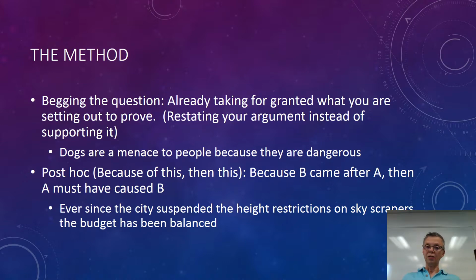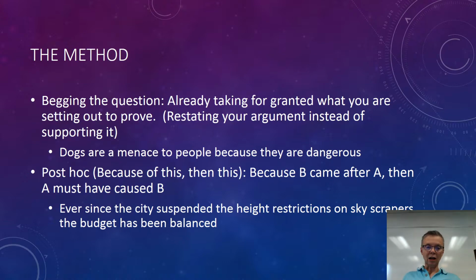Begging the question, already taking for granted what you were setting out to prove. Basically, it's restating your argument instead of supporting it. Dogs are a menace to people because they are dangerous. Well, didn't you just say dogs are dangerous twice? Really? I mean, not word for word, but isn't that what the inference is here? Dogs are dangerous because they're dangerous. No. Dogs are dangerous because, fill in the blank. They've been improperly trained. They have a genetic predisposition towards violence, whatever. They've been abused. You can't say dogs are dangerous because they're dangerous.